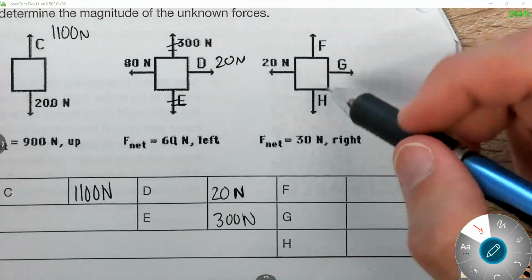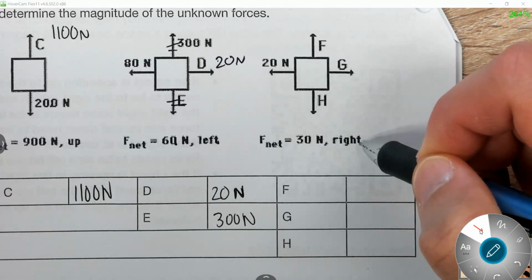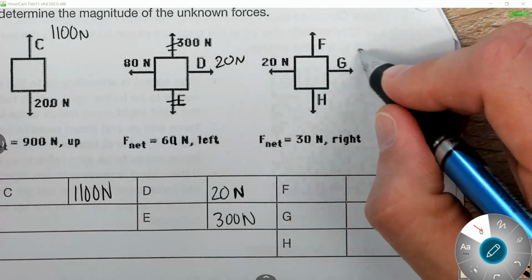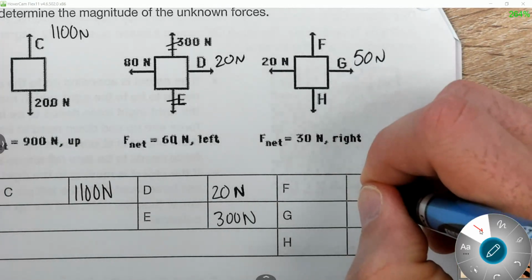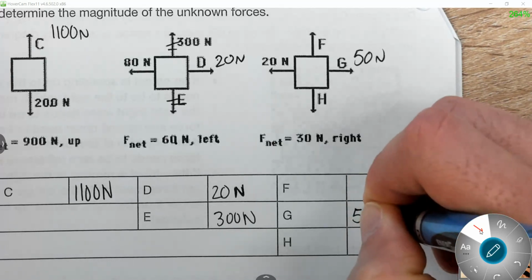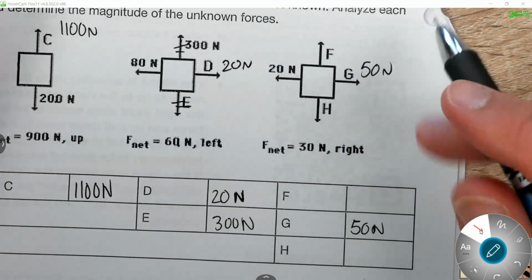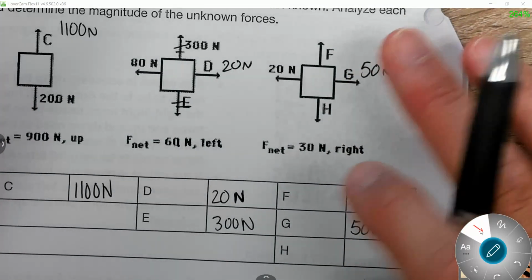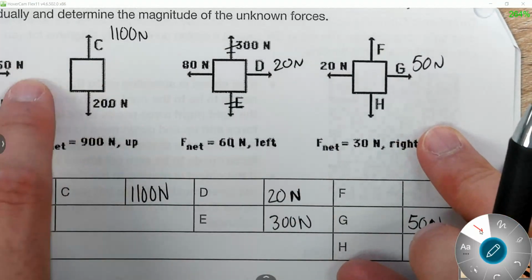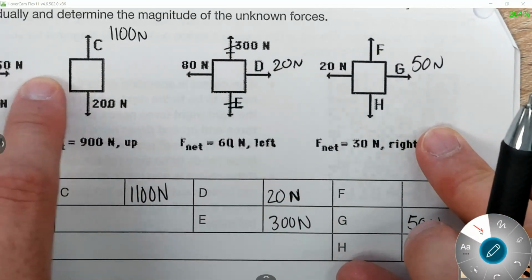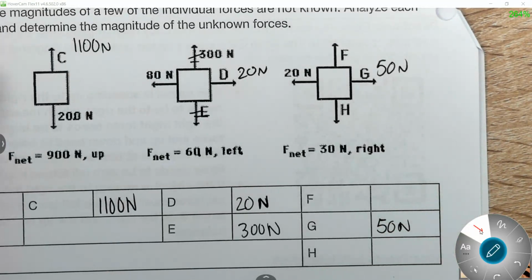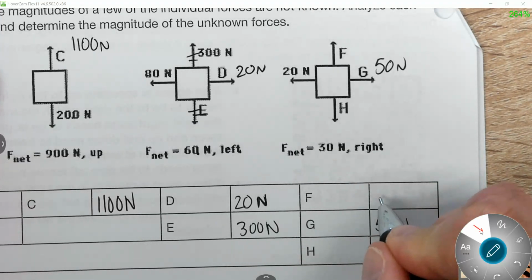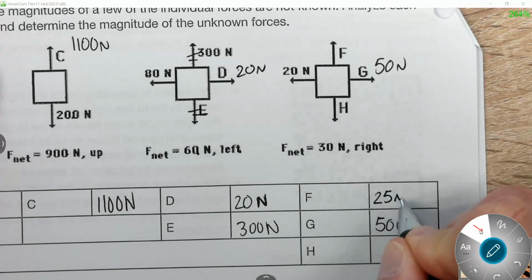And then this last one, net force is 30 newtons to the right. That means the right side force needs to be 30 greater than the left side. So 30 and 20 together would give us 50 newtons. So G would be 50 newtons. And F and H, because there are arrows, that means there is a force, so we can't put 0. If there was 0, there would be no arrows, like over here. There's no force left or right on this one. But because there are arrows, we do have to put down a number. It can be any number as long as F and H are the same. So I'm just going to put down 25.